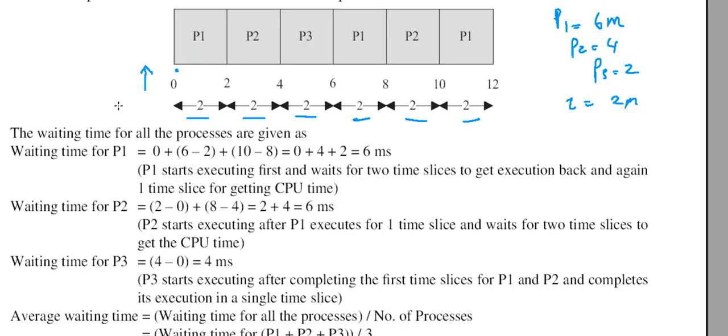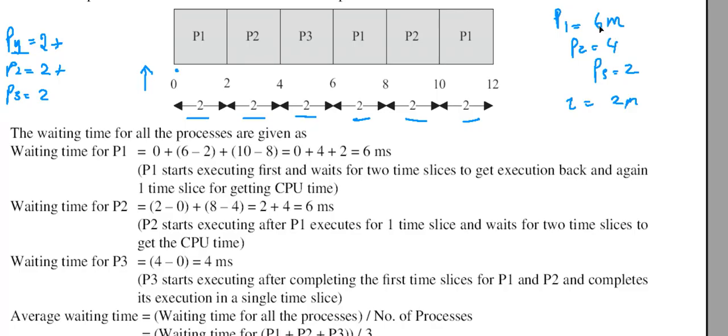2 milliseconds of the job is over. P1 has 2 milliseconds done, and still pending is there. Next P2 will start. Its job is 4 milliseconds, and it gets 2 milliseconds. Again, next P3 will start.